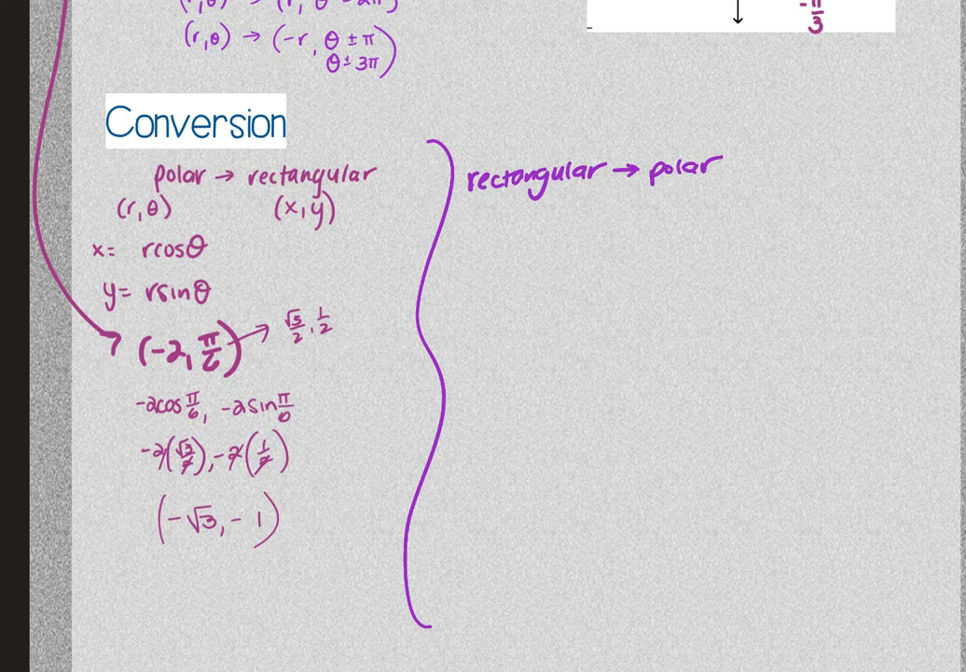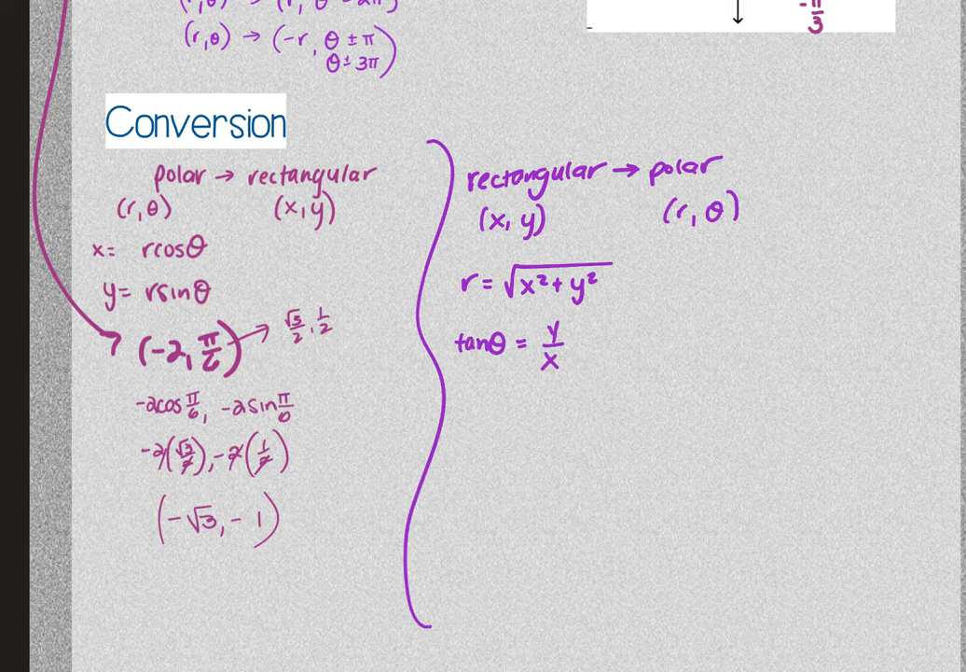So we also went back the other way, rectangular to polar, which means you're going to get an xy, and your goal is an r theta. So we find r by doing the square root of x squared plus y squared. And then we do tan of theta equals y over x. And the goal there is to solve for theta. So you're going to get a value that would be a tangent on your unit circle.